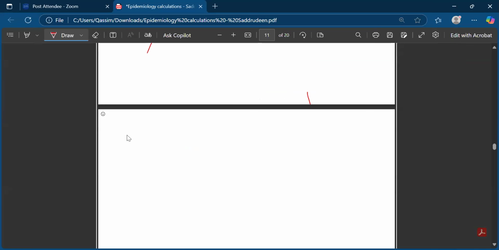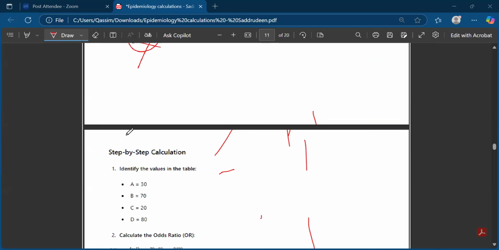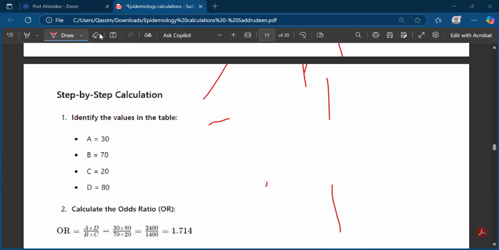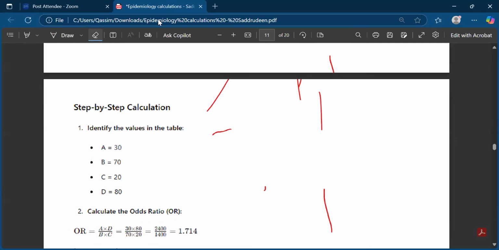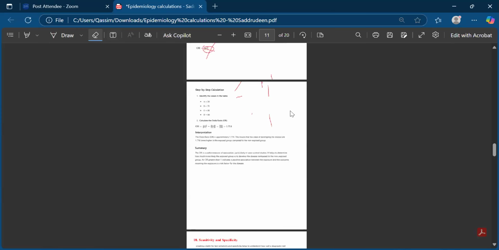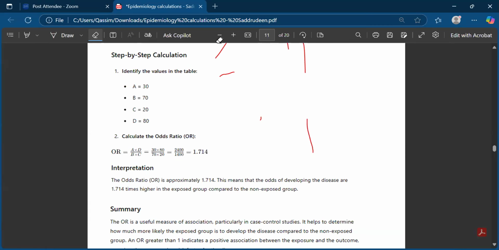Are you able to see my screen? Yes, we can. Unfortunately, it has disappeared from my end. Let me try to fix it. Okay, it's back now.